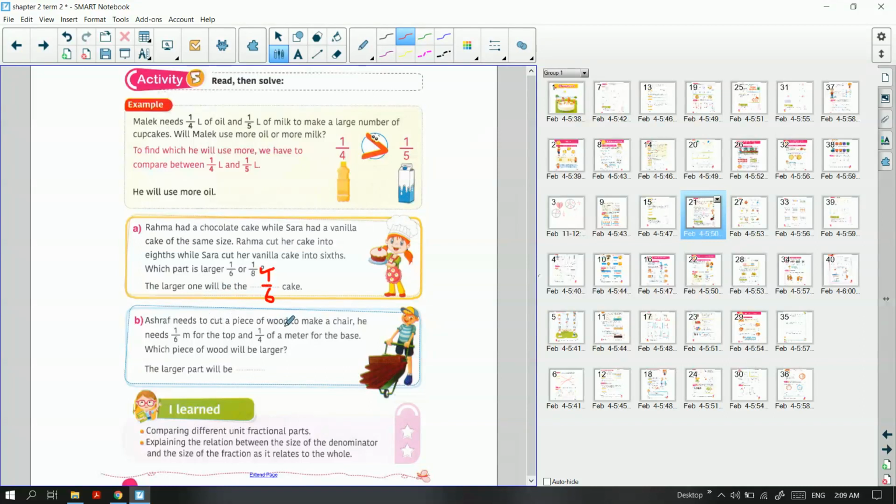Ashraf needs to cut a piece of wood to make a chair. He needs 1 over 6, or 1/6 of a meter, for the top and 1/4 of a meter for the base. Which piece of wood will be larger? 1 over 4 for the base is going to be the largest.